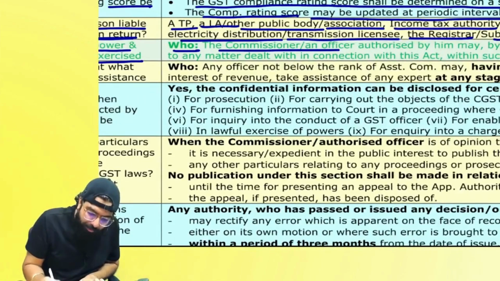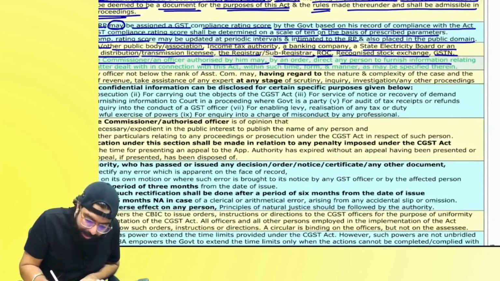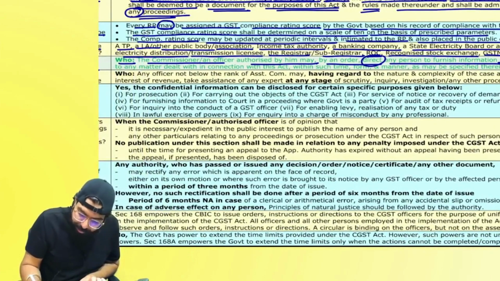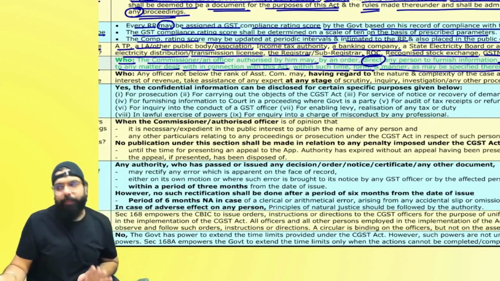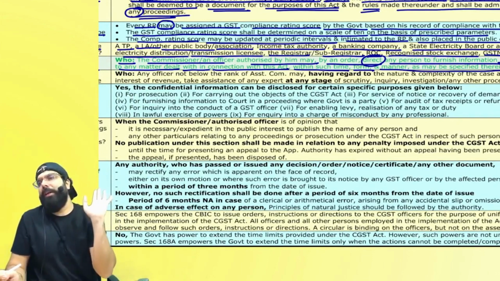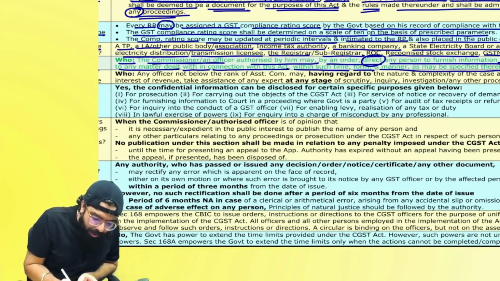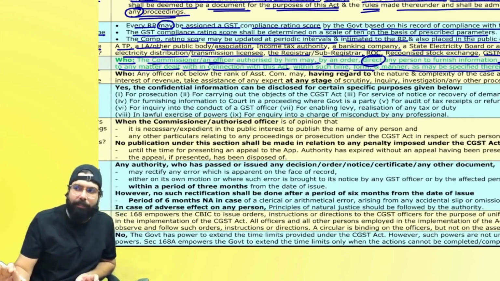The Commissioner or an officer authorized by him may, by an order, direct any person to furnish information relating to any matter dealt with in connection with the Act, within such time, form and manner as may be prescribed. They are telling that we can direct any person to submit information as required. Who can direct? The Commissioner or any officer authorized by him. This is important for the exam.